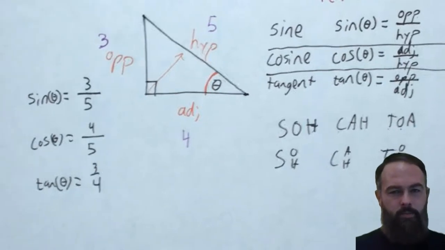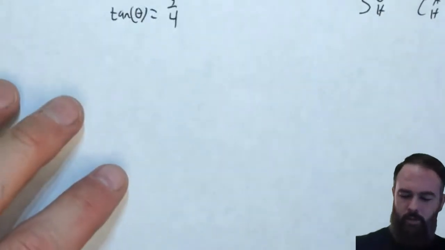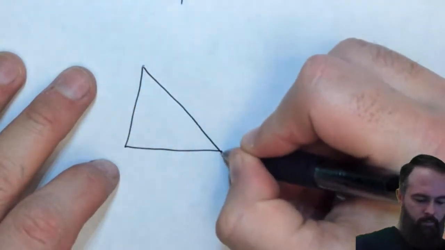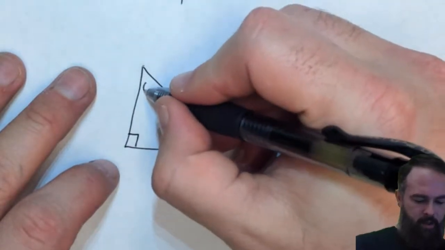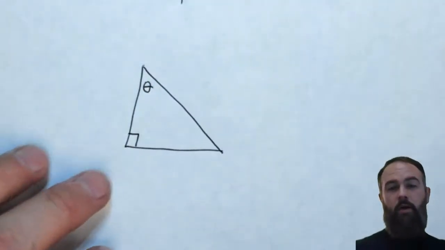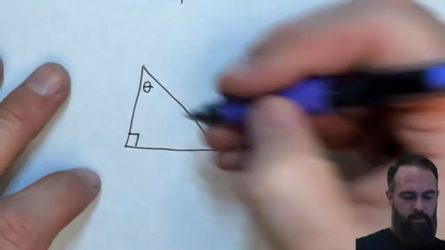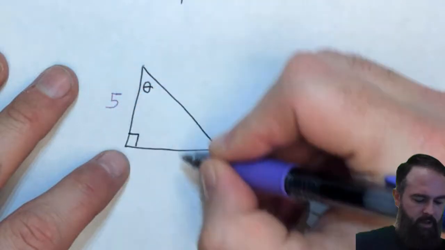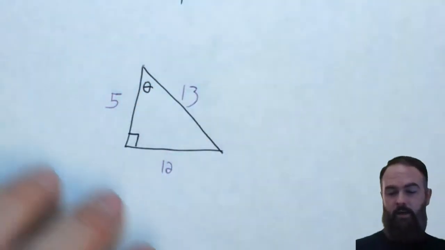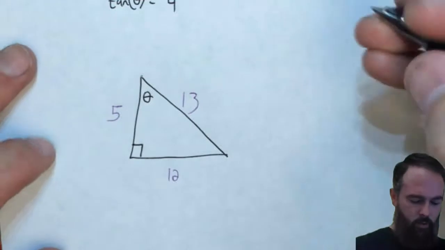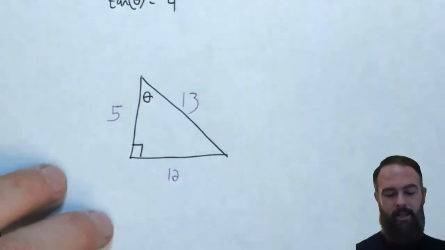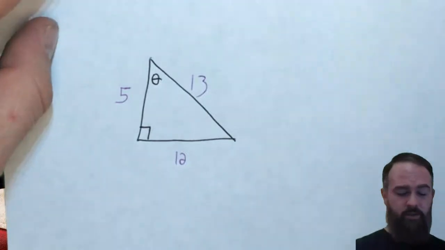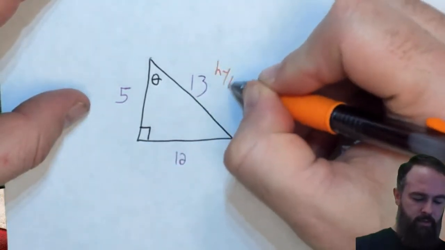Okay. Now let's practice this with a new triangle. Let's draw it out. And this time I'm going to put theta up in this corner. Now, I'm also going to make these sides 5, 12, and 13. I know it's not drawn to scale. So, first off, to practice, let's label our sides. Until you get really good at this, it's a good idea to label your sides every single time you do one of these. Hypotenuse is still here.